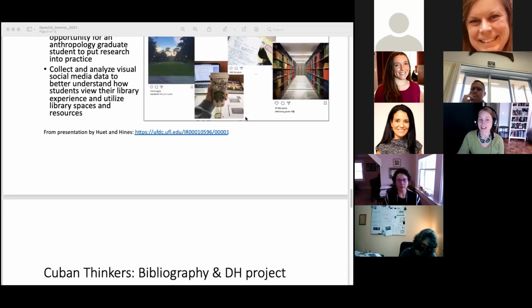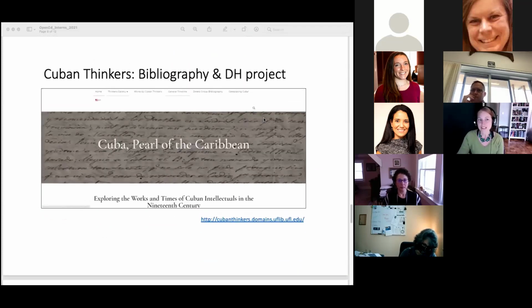For another example of an internship, working on the Cuban Thinkers Bibliography and Digital Humanities project. This included student-led work to develop a bibliography and a timeline for important Cuban intellectuals in the 19th century. The student learned a bit of WordPress, Timeline.js for making the timeline, and critical bibliography skills as applied into a DH project that also moves forward the accessibility corpus of text by Cuban intellectuals.